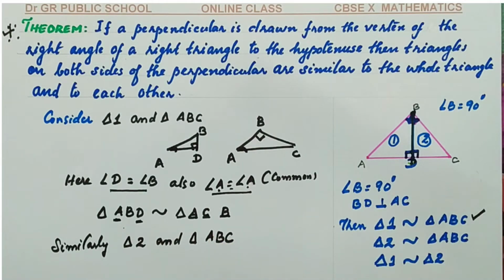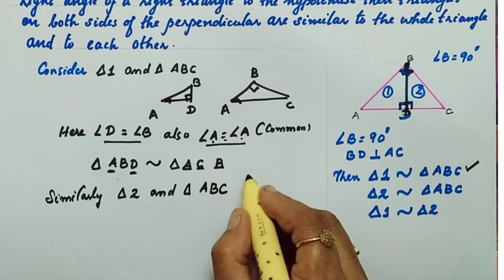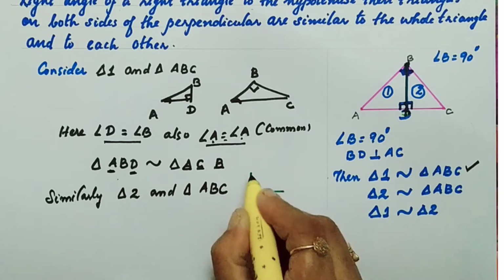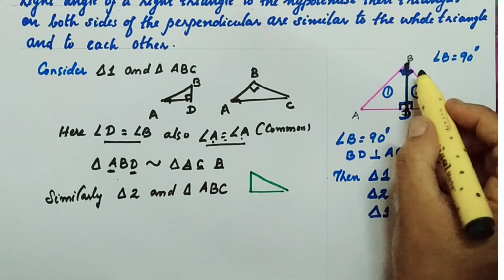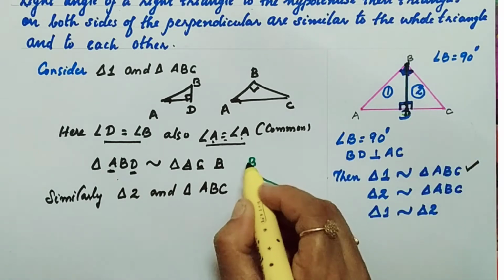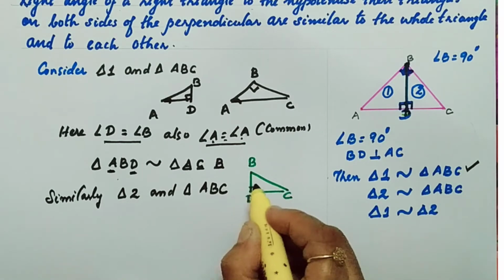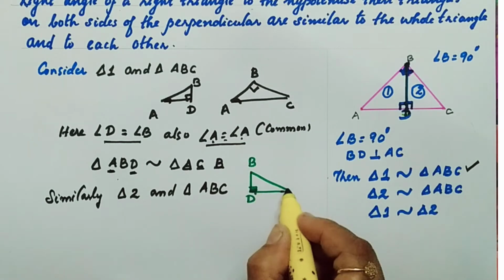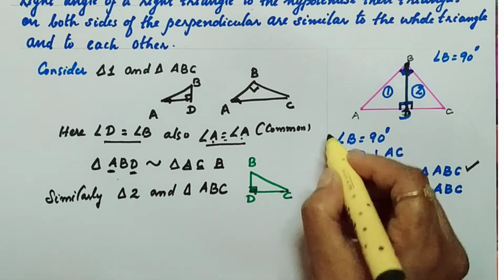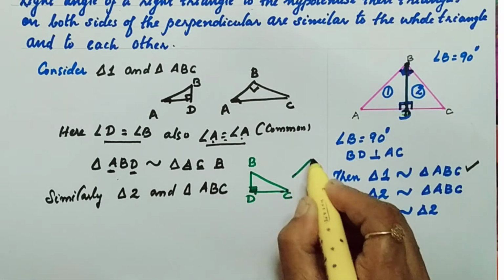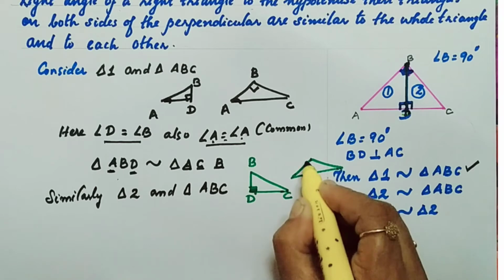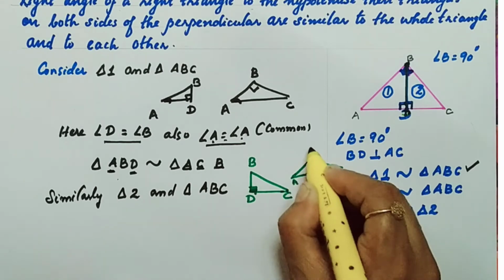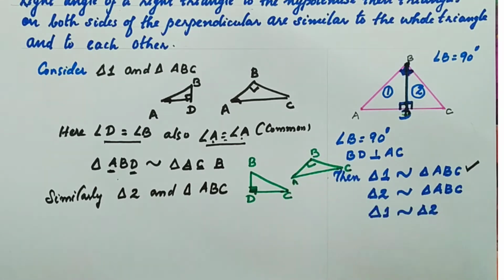Come to triangle 2. I am going to redraw triangle 2 here. Triangle 2 is the triangle BDC, in which at the point D, the perpendicular you can see. Then the whole triangle ABC will be like this, in which here it is 90 degree A, B, and this vertex will be C. We need to prove these two triangles are similar.